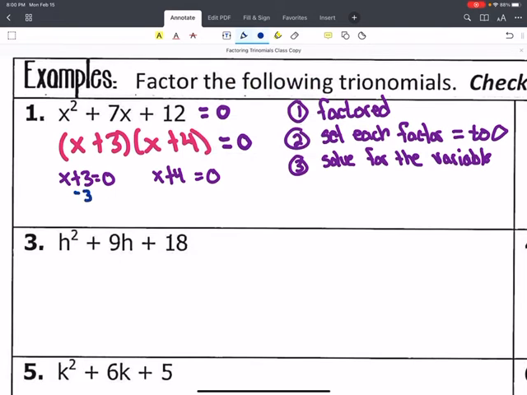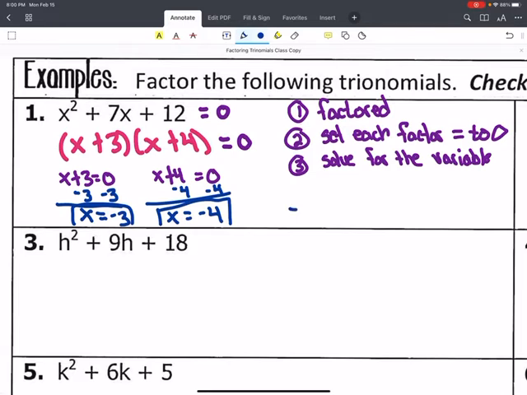Here I would subtract 3 from both sides. I'd get x equals negative 3. Here I would subtract 4 from both sides, and I'd get x equals negative 4. So I get two separate answers here. And what's really neat about this is that I can then form those into ordered pairs.